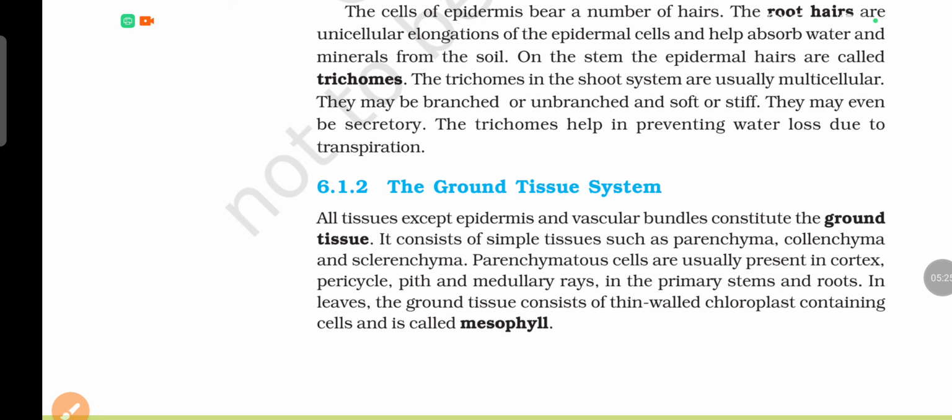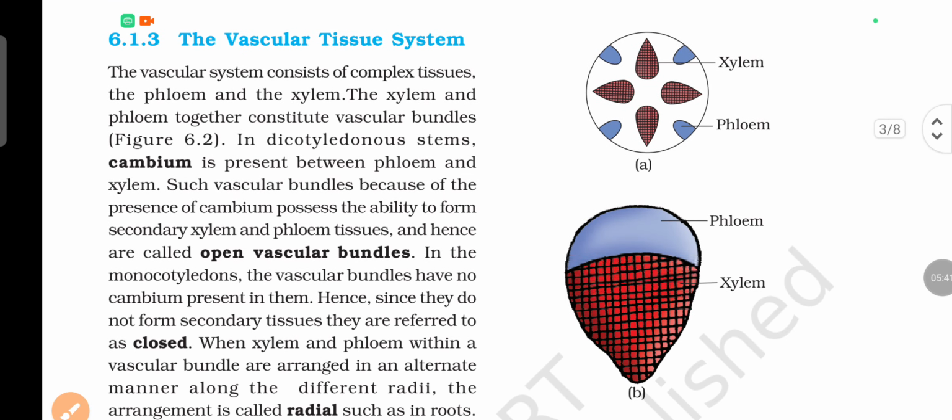Parenchymatous cells are usually present in cortex, pericycle, pith, and medullary rays in the primary stems and roots. In leaves, the ground tissue consists of thin-walled chloroplast-containing cells and is called mesophyll. The vascular tissue system, xylem, phloem.